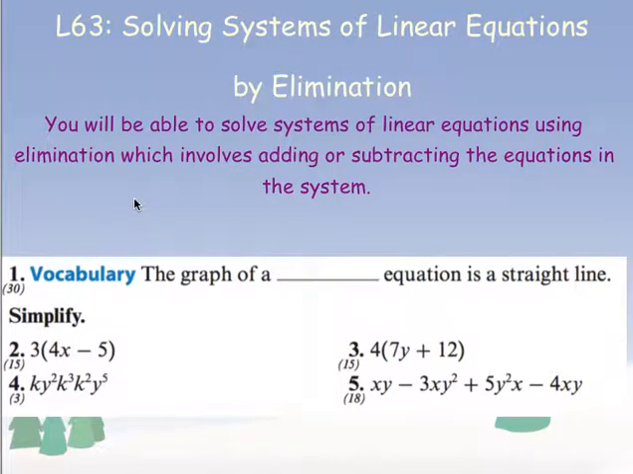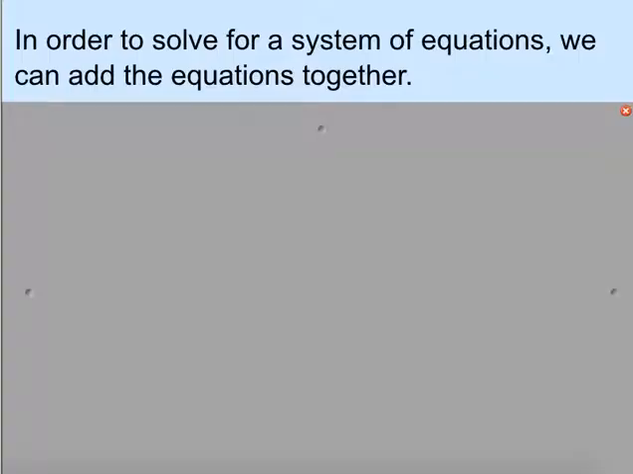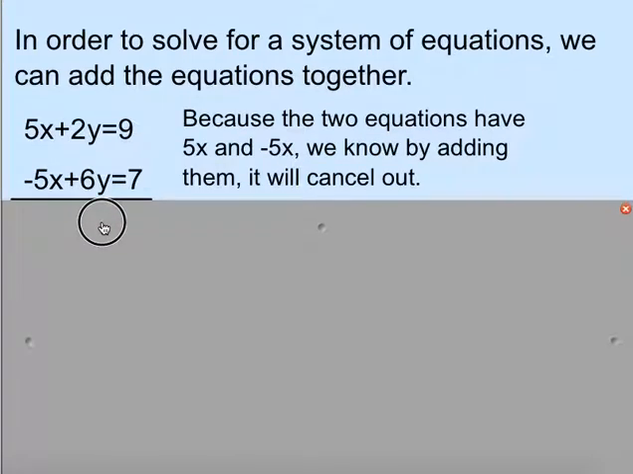Algebra 1, Lesson 63, we are looking at our systems of linear equations one more time and looking at how we can solve them with elimination. We've done it with graphing and with substitution, but now we're going to look at elimination. Since these equations are on the same coordinate plane, we're looking for the same x and y, so we can actually add the equations together by looking at those like terms.